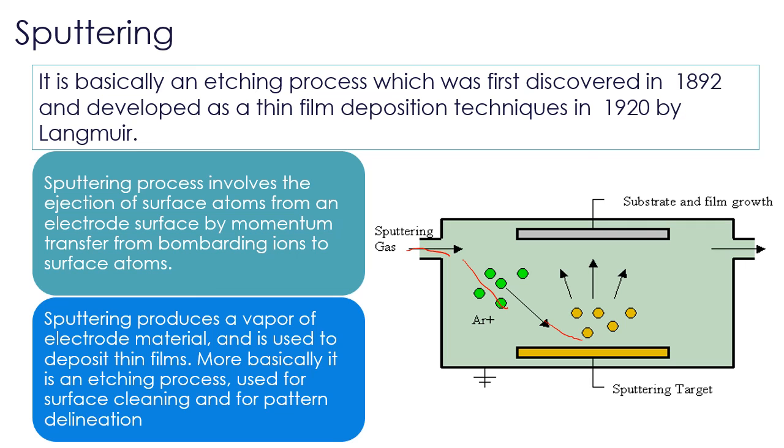Then it will make the metal target ions deposit towards the substrate here. The argon will bombard this metal towards the substrate. The sputtering produces a vapor of electrode material used to deposit the thin film. More basically, it can also be used for etching processes, for example to clean the surface or for pattern delineation.